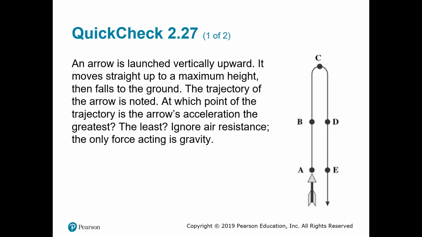So an arrow is launched vertically, right? And then it moves straight up, maximum height to C, and then falls to the ground. The trajectory of the arrow is shown here. At which point of the trajectory is the arrow's acceleration the greatest, least? You can ignore air resistance again.